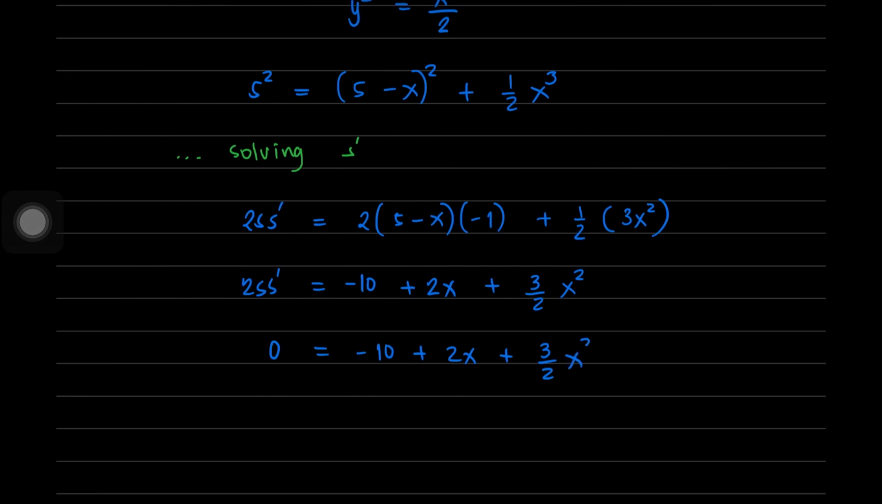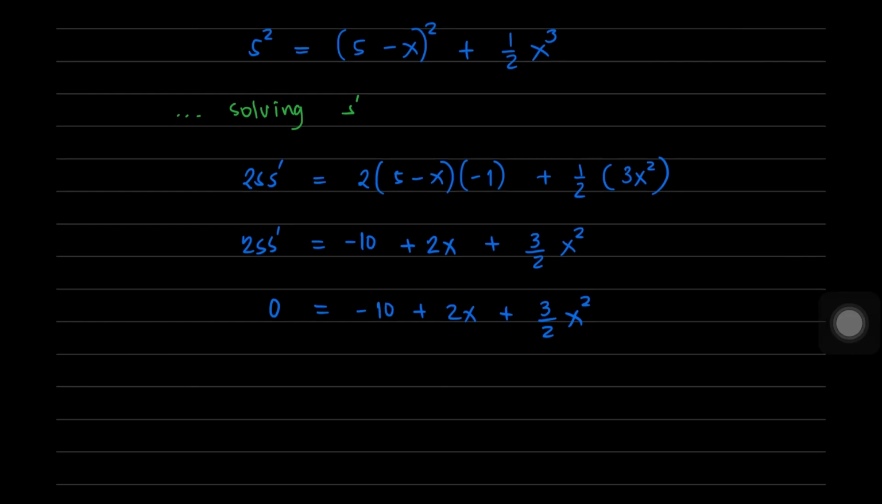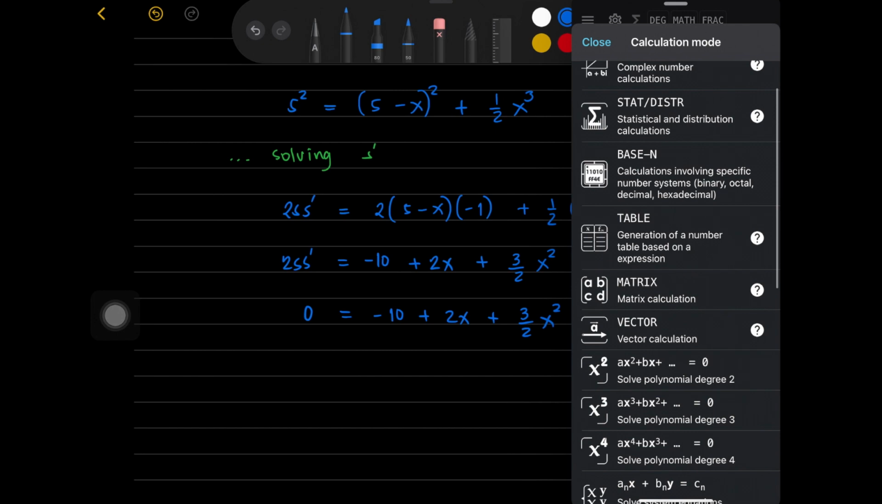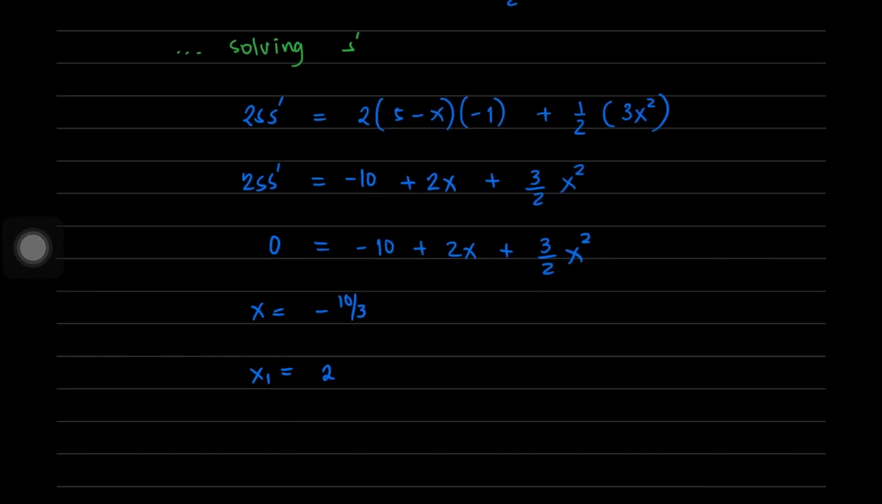So if we're going to equate this to 0, that will now be 0 equals negative 10 plus 2x plus 3 over 2 x squared. Now in here, since you have a quadratic expression, you can use the quadratic formula to solve for the values of x, or you can bring out your calculator and then change the mode to equation of a polynomial with degree 2 and just input here the coefficients. So we have 3 over 2, and then we have 2, and then we have negative 10. Right? So the values of x are negative 10 over 3, and the other one is at positive 2. Alright?